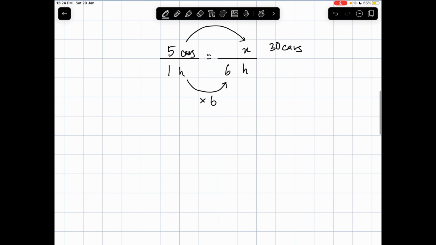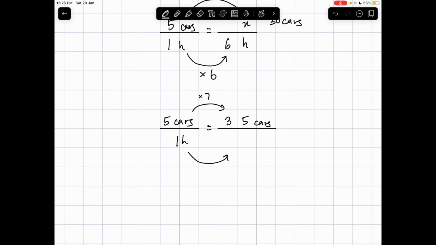This can also work the other way. Assuming that we have 5 cars that can be repaired in 1 hour, and the mechanic manages to finish repairing 35 cars, how long did it take him? From 5 to 35, we multiply it by 7. So from 1 hour, to get to the desired hour, we will have to times it by 7 as well, and we will get 7 hours. That's it. As simple as that.